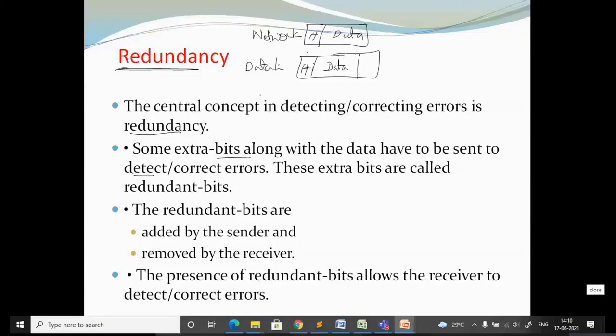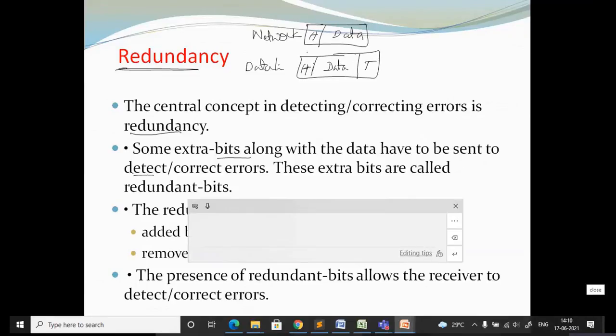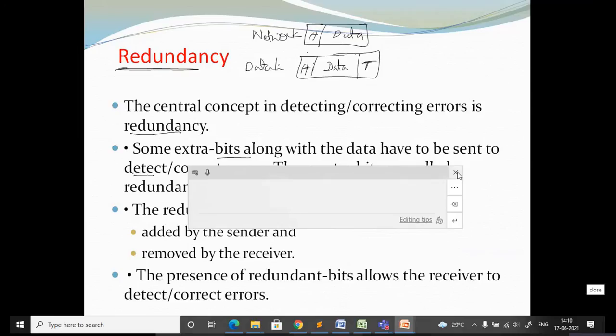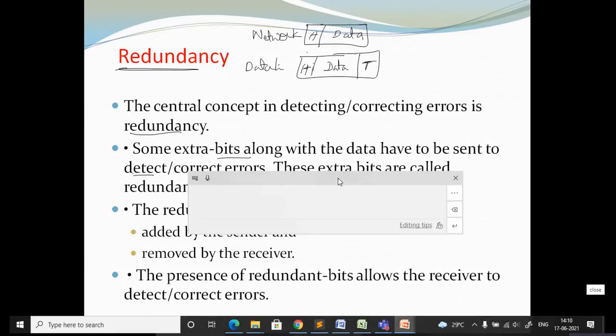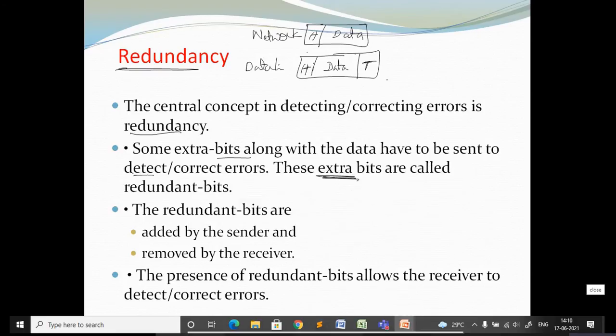So there is information added at the data link layer alone, and that is called trailer information. This trailer information indicates these extra bits. The extra bits I am talking about now are added at the data link layer for the purpose of detection, and this is called trailer information. These extra bits are used for error detection and correction.